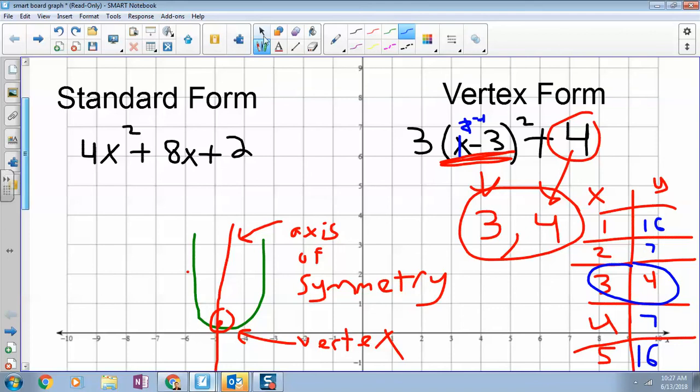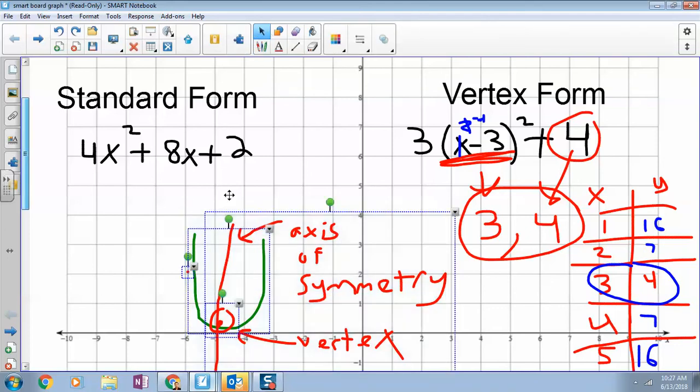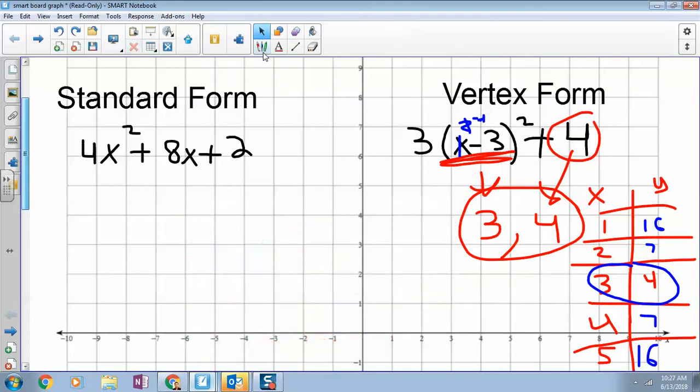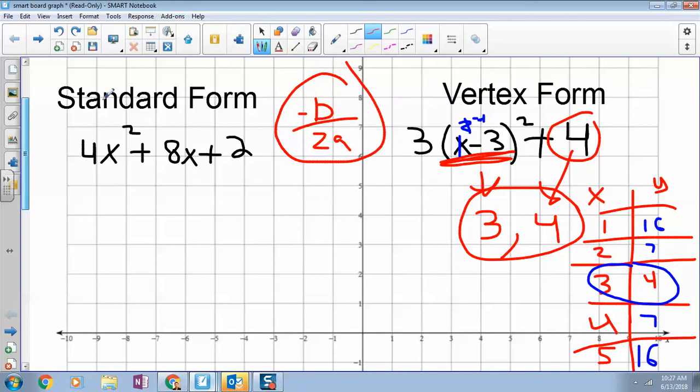Alright, this one on the left is a little harder. This is called standard form. Okay? So standard form, you have to use the formula. First, you have to find the axis of symmetry. This is the formula for the axis of symmetry, negative b over 2a. So my a value is 4, my b value is 8, and my c value is 2.